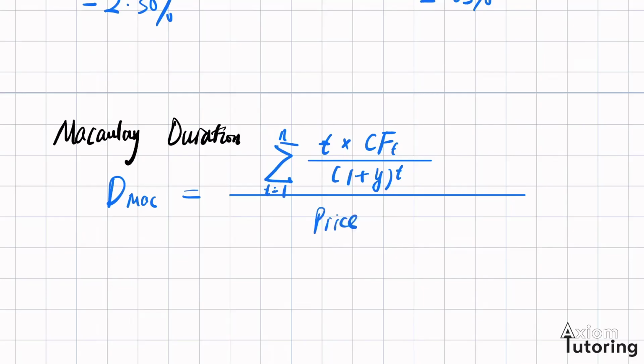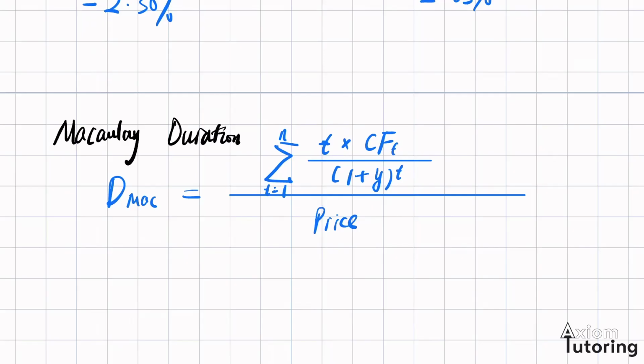Okay, so let's take a look at the numerator here. The only difference is this bit, which is the year itself. You multiply the cash flow with its respective year. So this can be intuitively considered as a weight for each payment, weighted in terms of time. So it's a time-weighted cash flow, and then you divide it by the price itself, and then you have the Macaulay duration.